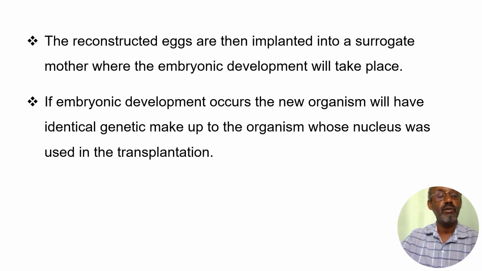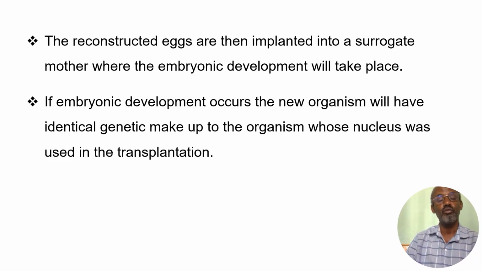We are taking out the nucleus of this egg and we are inserting the nucleus from adult body cells, with 46 chromosomes, in the case of the sheep, of course, the full set of chromosomes. The reconstructed eggs are then implanted into a surrogate mother. You treat hormonally the sheep, the surrogate mother, whose womb we need to use for embryonic development. The surrogate mother is the mother that lends its uterus for embryonic development, where the embryo development will take place.